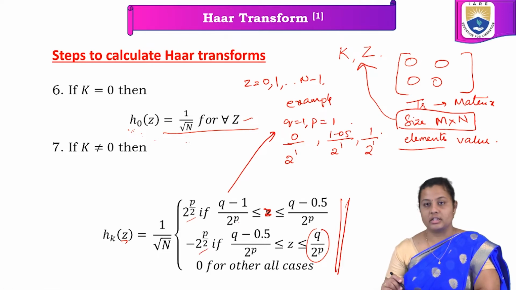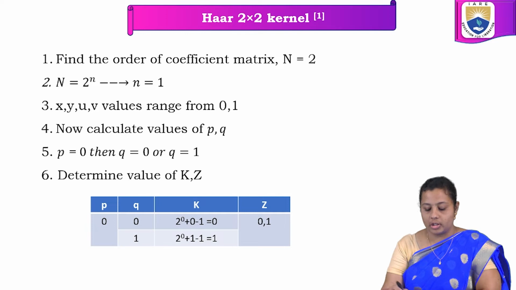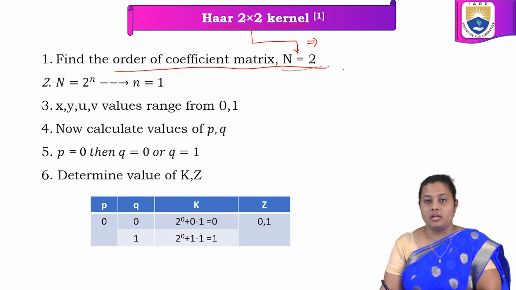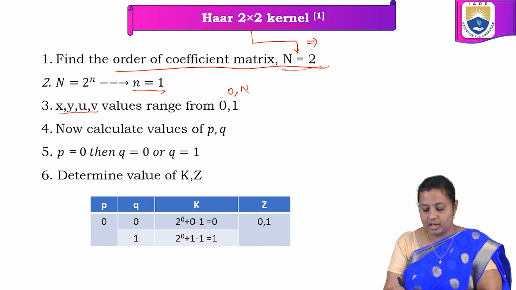So let's see an example of how to calculate for the order N. We call it the Haar 2 cross 2 kernel. If we want to calculate the Haar of 2 cross 2, it means that the order of the coefficient matrix is capital N equal to 2. Since capital N is equal to 2, we can say that small n equal to 1, right? So x, y, u, v values range from 0 to capital N minus 1. So x, y, u, v will range from 0 and 1, right?